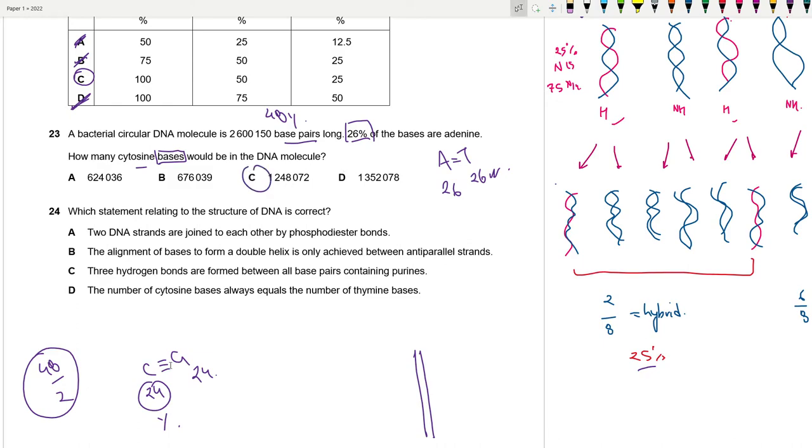Be careful. 23C. Which statement relating to the structure of DNA is correct? Two DNA strands are joined to each other by, no, that's present in one DNA strand. It's joined by hydrogen bonds. The alignment of bases to form a double helix is only achieved between antiparallel strands. That's true. Three hydrogen bonds are formed between all bases containing purines. No. Purines are adenine and guanine. Adenine forms two hydrogen bonds. Come on. The number of cytosine bases always equals the number of thymine. Wrong. It should be guanine.